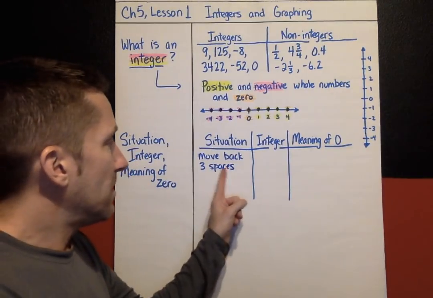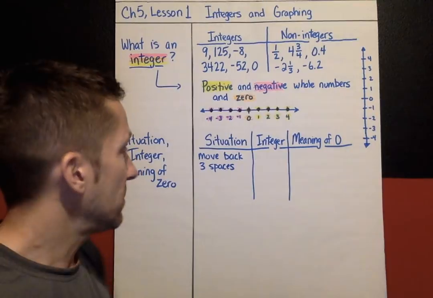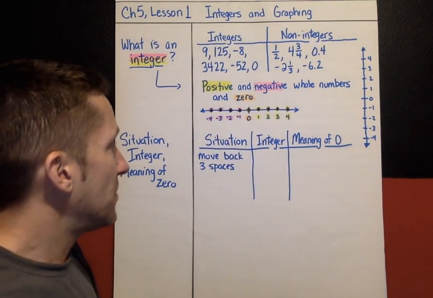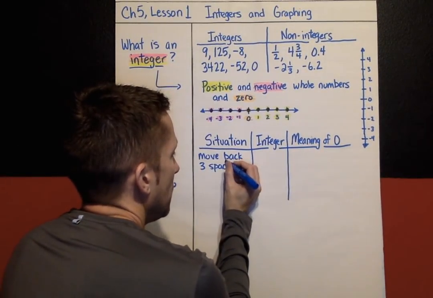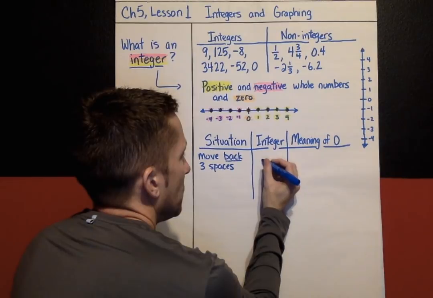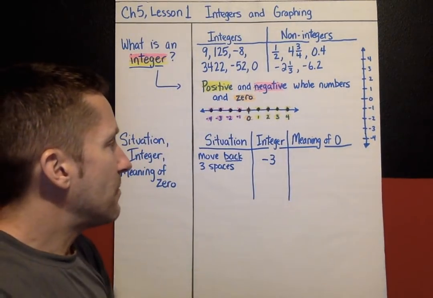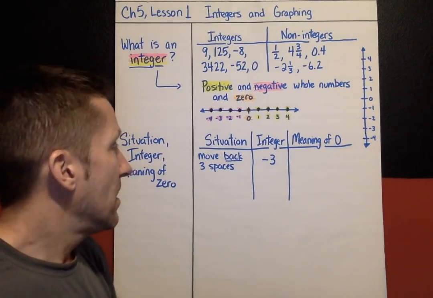So if you think about this, the opposite of moving back 3 spaces would be moving forward 3 spaces. If you're moving back, we would use a negative integer to represent that situation. So because of this keyword back, I would use the integer -3. That's moving back 3 spaces.